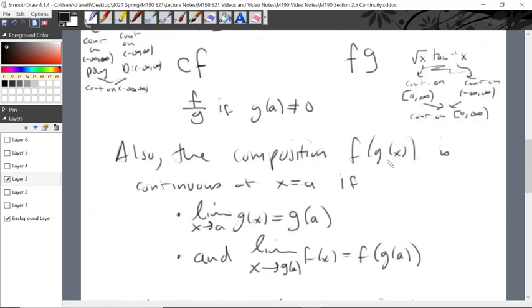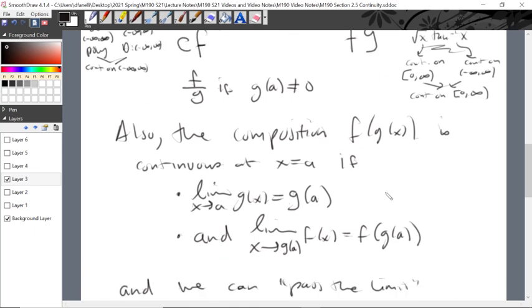And also the composition. Now, composition is a little trickier to understand. When we're taking, for instance, the limit, which is a requirement for continuity, we have to be able to take the limit of whatever we're looking at in order to establish if it's continuous, the limit as x goes to a. Well, in order to evaluate the limit as x goes to a of the composition f of g of x, we are not plugging x into the function f. We would be plugging x into the function g.